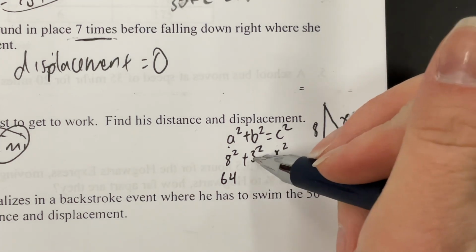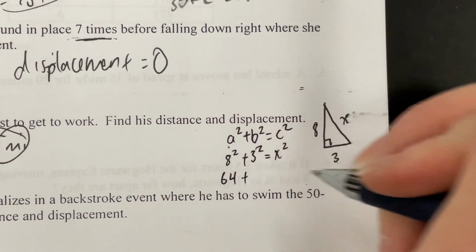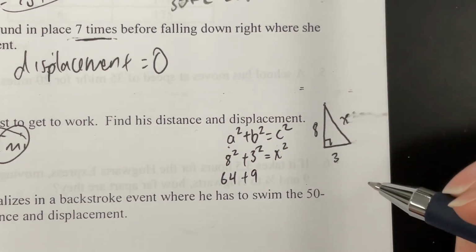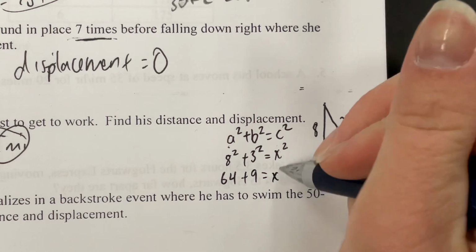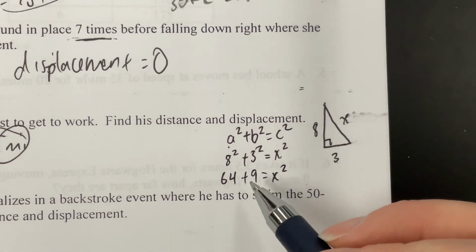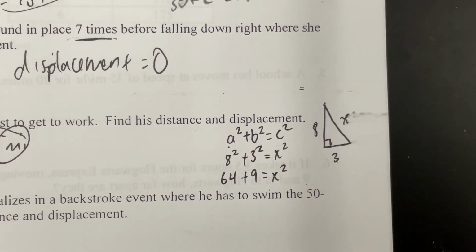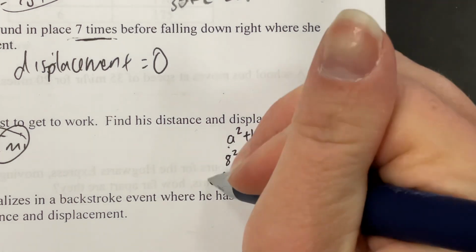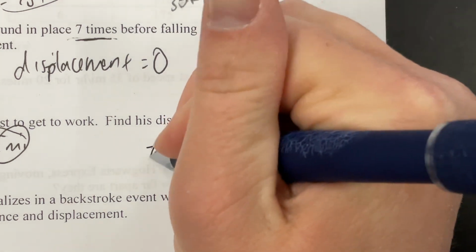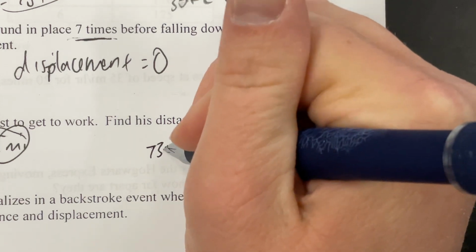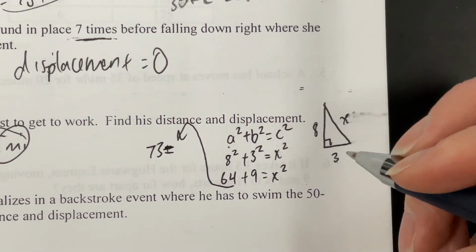Okay, what is 3 times 3? 9, good. So we have 64 plus 9 equals X squared. Okay, cool. What is 64 plus 9? What's 64 plus 10? 64 plus 10 would be 74. So plus 9 is 1 less than that. So it's going to be 73. So I have 73 equals, oop, I didn't mean to put a plus sign, equals X squared.